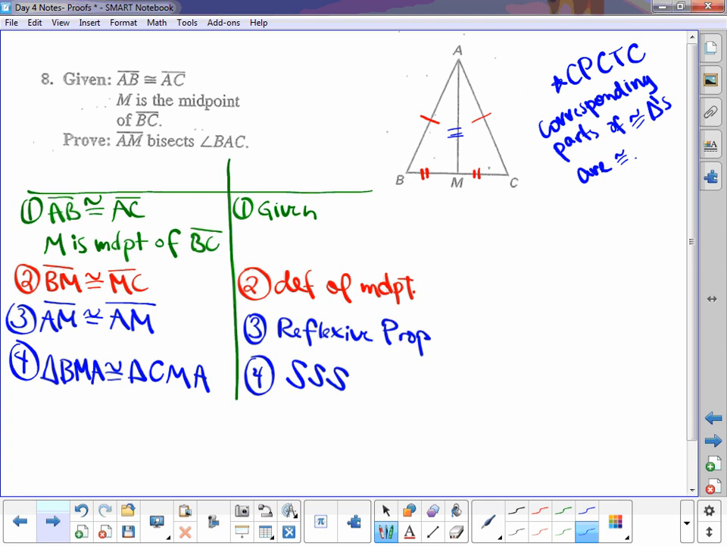So now that I've shown these two triangles are congruent, we can identify any of the congruent pieces that we want. But we're only interested in a particular one. We want to show that AM bisects angle BAC. And we said that means we want to show that these are congruent. Now that I have the triangles are congruent, now I can say their corresponding pieces are congruent. So we're going to go ahead and state that next.